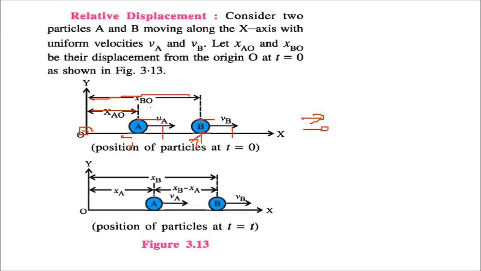So the distance is XBO. This is velocity VA, and this is velocity VB. So what is the position when they are just starting, that is t equal to 0? At some time t, they have started, and at some t equal to t, this one might have moved somewhere, and this also might have moved somewhere. So what is the position now? This is the XA position, this is the XB position, and what is the distance between these two? XB minus XA.